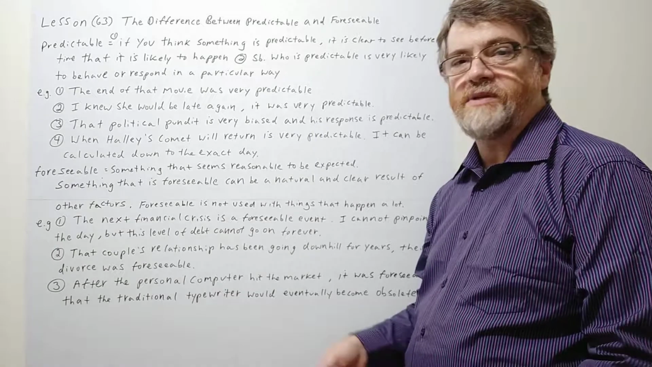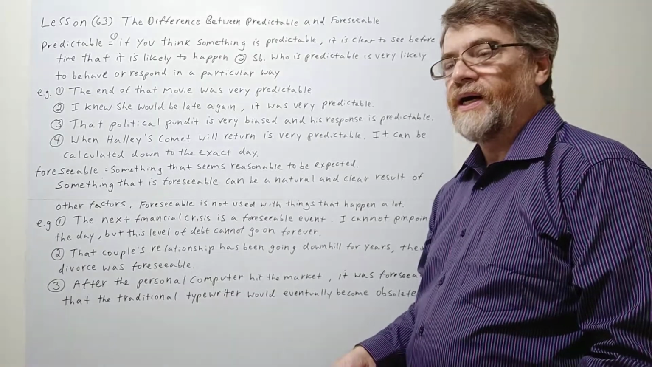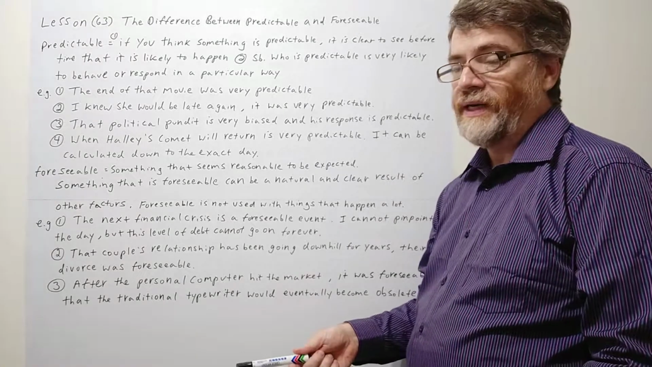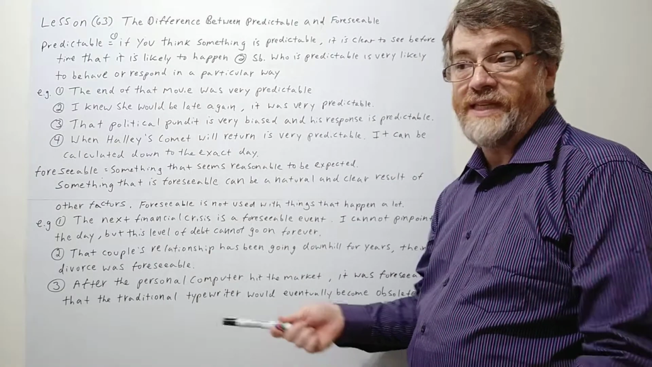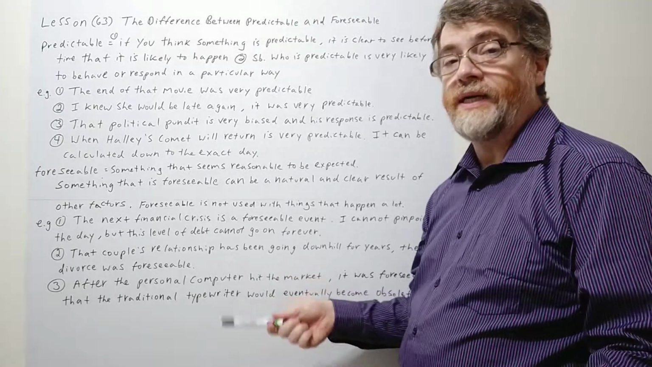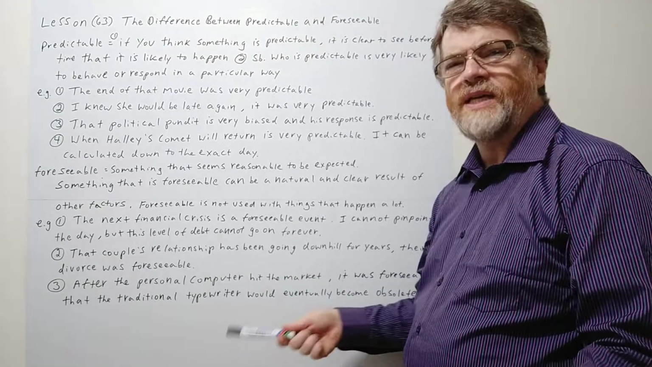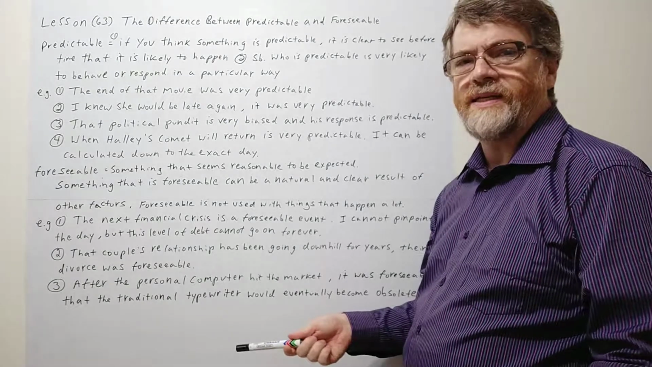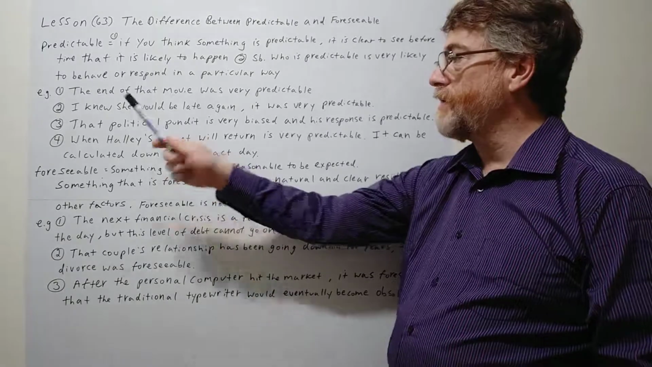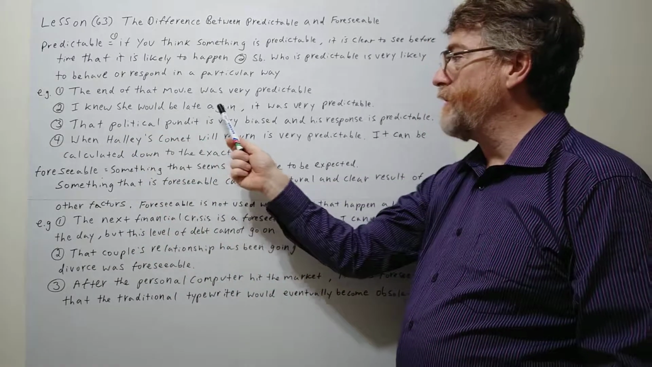And a lot of times they want the happy ending anyway. So a lot of times you can guess what's going to happen before you see the end of the movie, even though you've never seen it before. It's very predictable. You wouldn't say it was foreseeable. That wouldn't make sense in this sense. Okay, let's look at example number 2. I knew she would be late again.